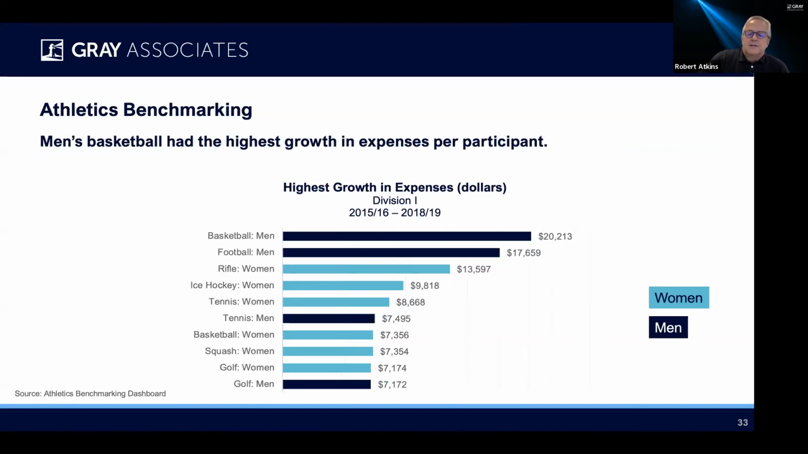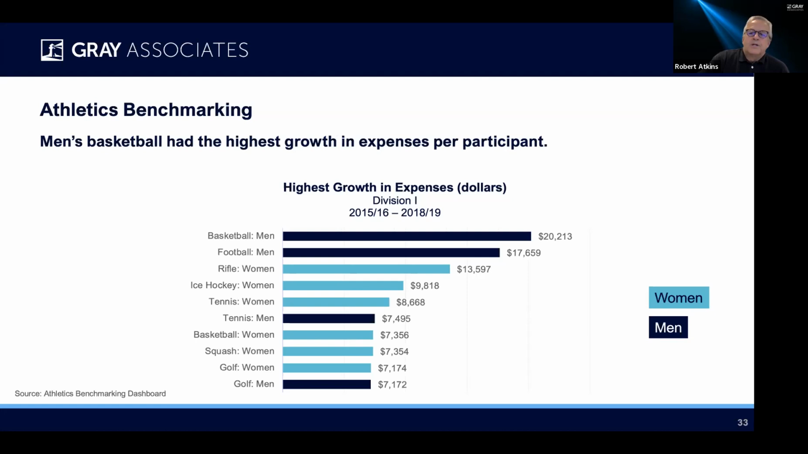Let's see. This is the real naughty list. These are the sports with the highest increase in cost. And men win in terms of the highest individual entries, basketball and football, with growth at over $17,000 in both of those per student. So very substantial growth.